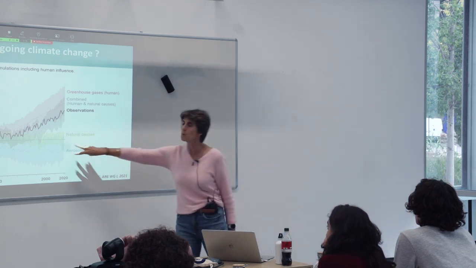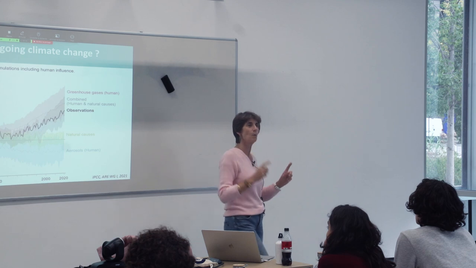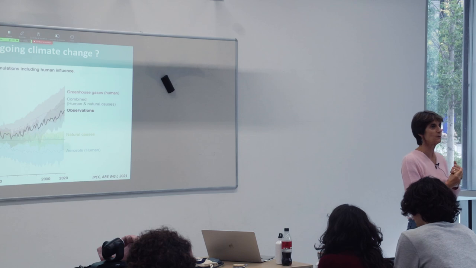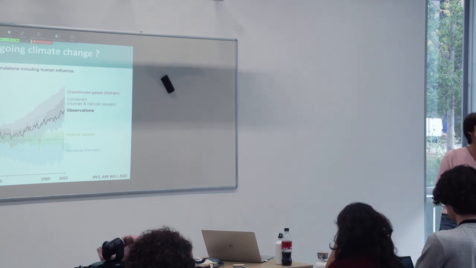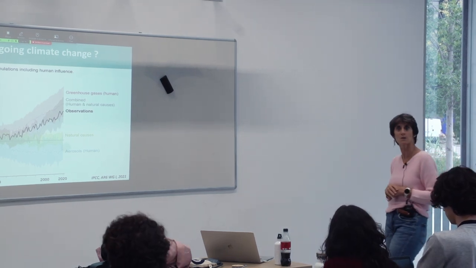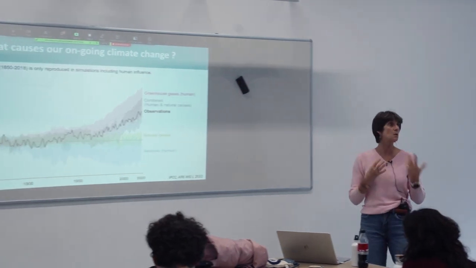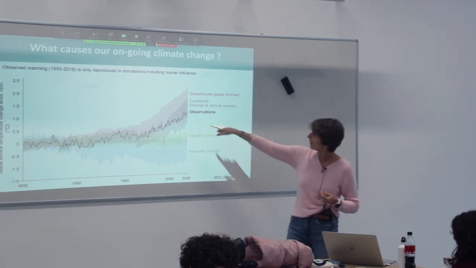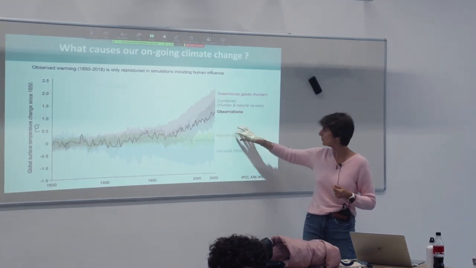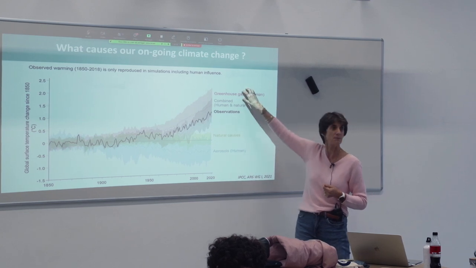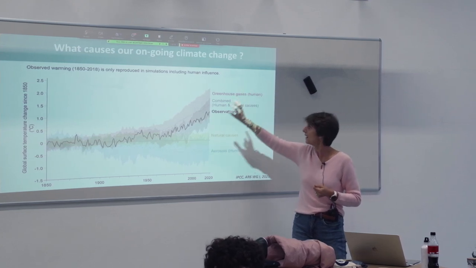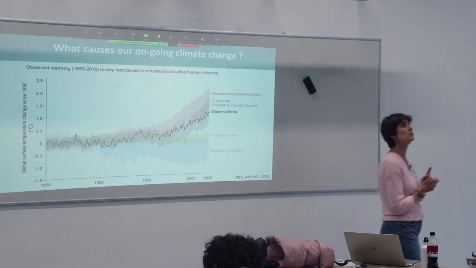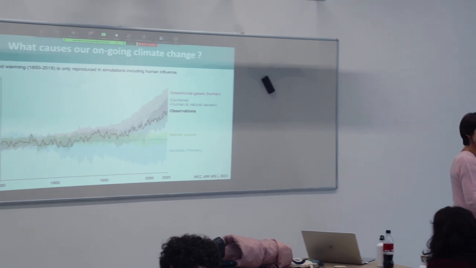And then for the blue one, we put only all other pollutants, every aerosol that we are sending to our atmosphere. And as an aerosol, it's like the ash. It's blocking the solar radiation. So it's a cooling effect. And the gray one is when we put everything together, natural causes, aerosols, greenhouse gases, and then our gray shading here really matches the observed evolution of temperature.